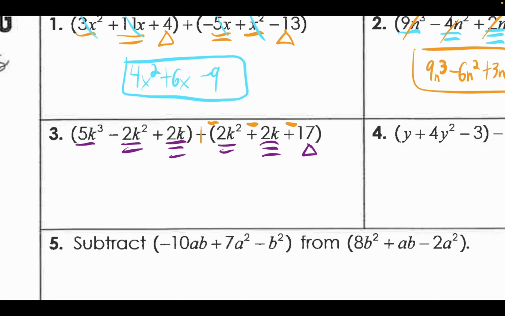As I write these, I get 5k to the third coming first, and then I have negative 2k squared and a negative 2k squared, making sure I note that negative. I get negative 4k squared. Positive 2k and a negative 2k give me no k at all, so I don't have to write plus 0k. I can just omit it and move on to negative 17. And that would be my answer.